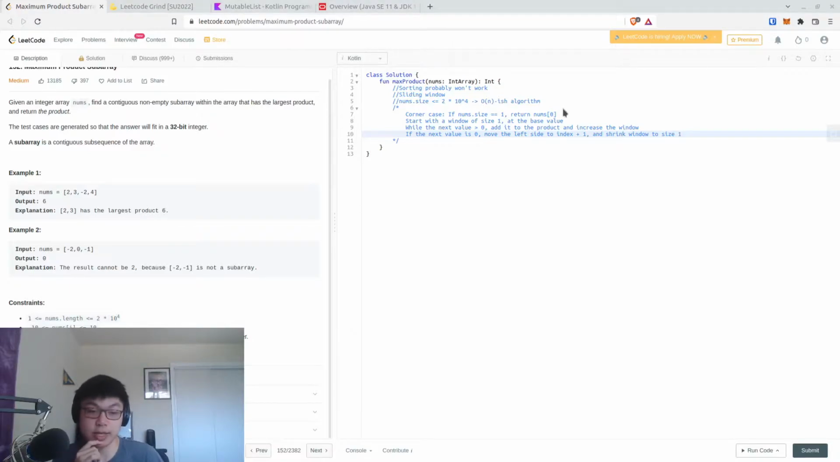The idea is that if we hit a 0, anything that's to the left of it doesn't matter, because once we multiply by 0, it's done, right? And we can't possibly link the left and the right sides together because the 0 is in the middle. So if we have a next value of 0, immediately we move the left side to the index plus 1 position, and we shrink the window back to size 1, and then we start to recalculate again.